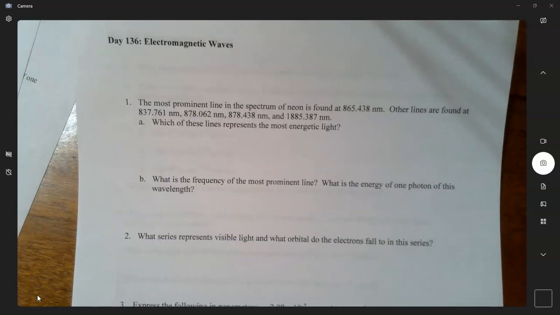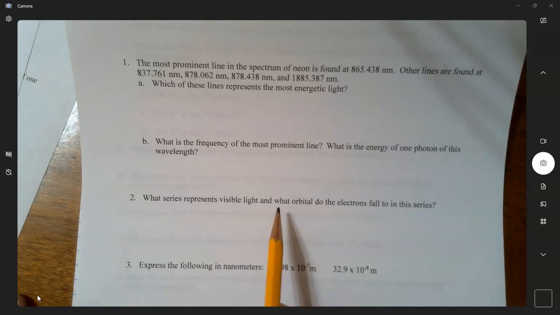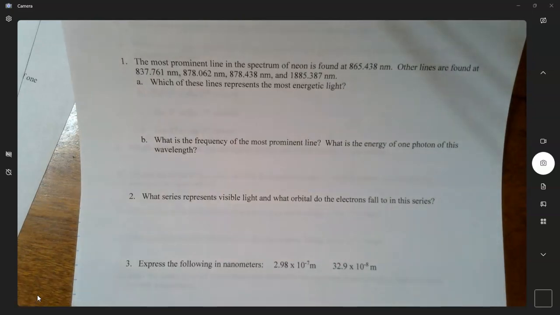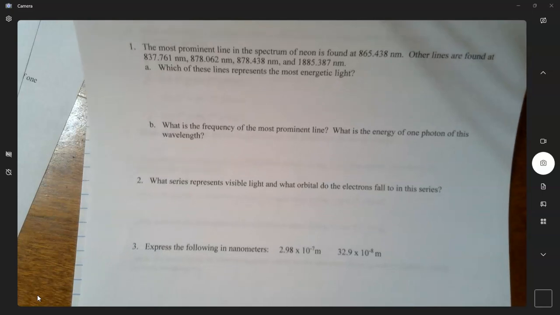Okay, so let's go on to 2 here. What series represents visible light, and what orbital do the electrons fall to in this series? So that's right out of the video. I'm going to ask you to watch the video and pick that one up. It has to do with the movement of electrons between orbitals.